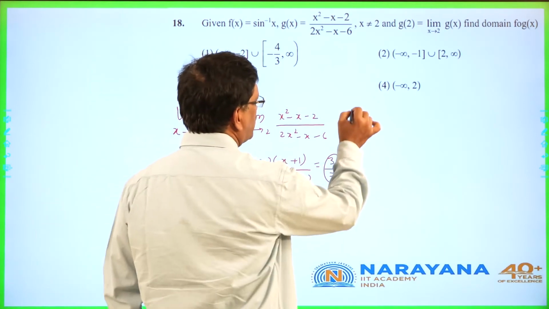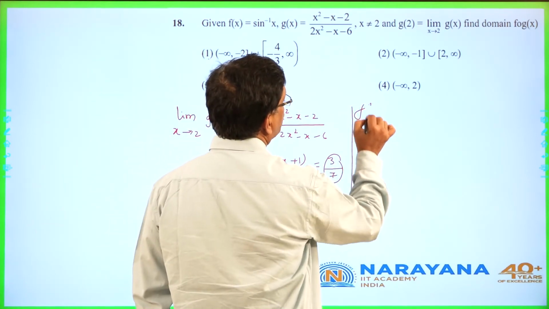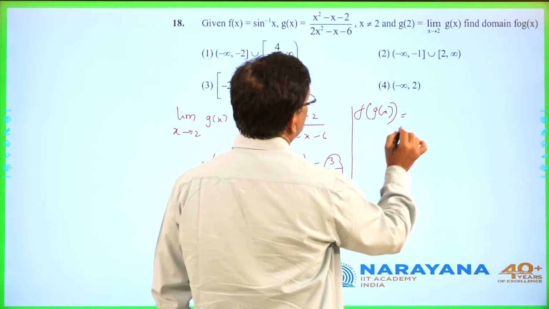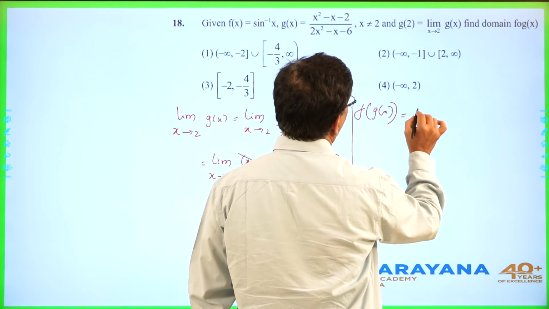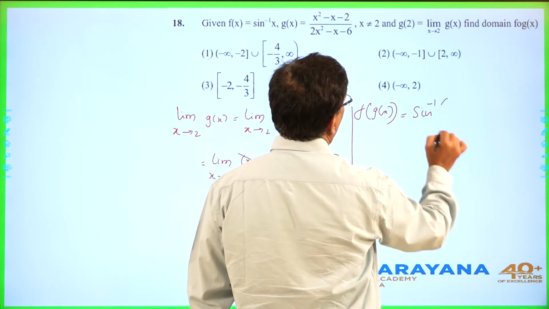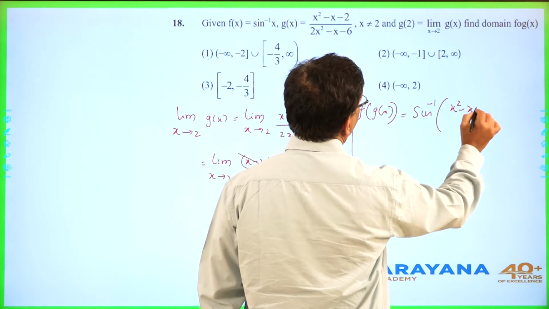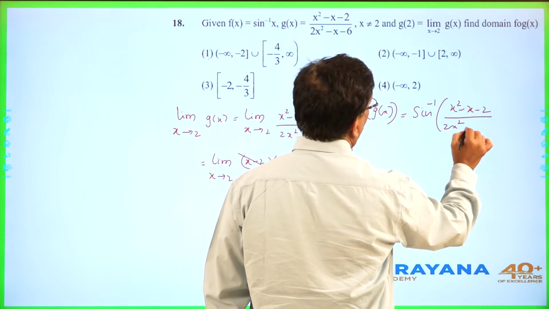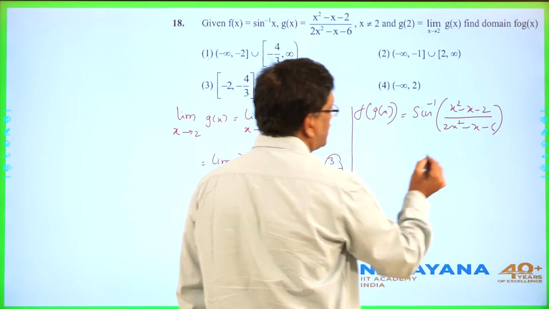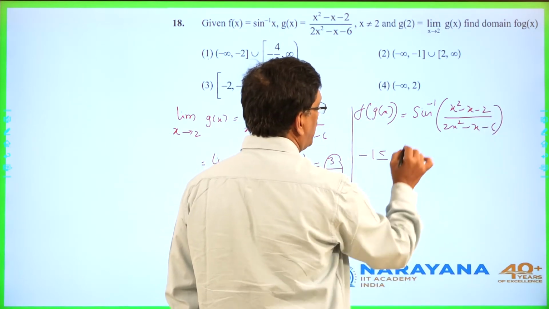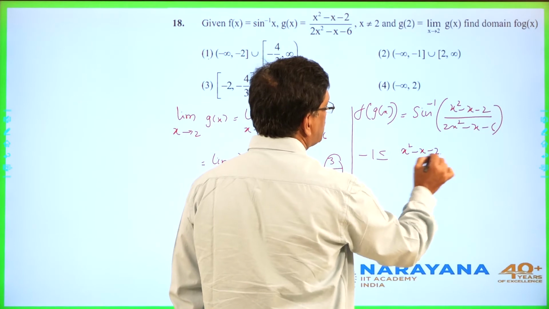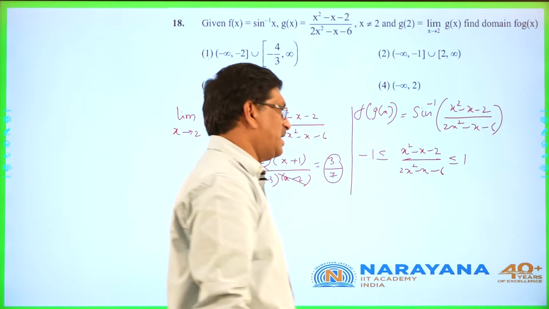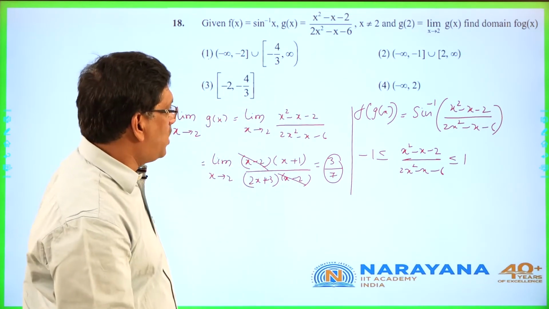In fact, this data is not necessary. F circle G of x. That is, so G of x is this one. It is sin inverse of (x square minus x minus 2) by (2x square minus x minus 6). If it is to be defined, that quantity must lie between minus 1 to 1. Minus 1 to 1, right?